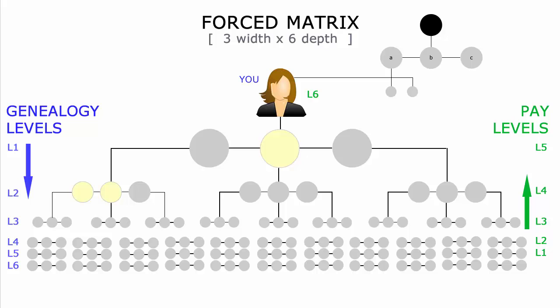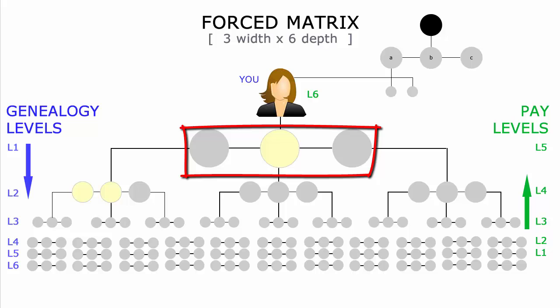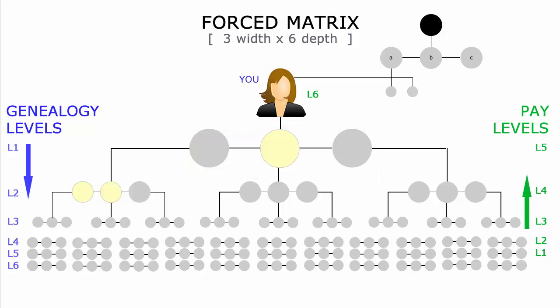The next genealogy type, Force Matrix, works very similar to a Uni-Level. Unlike the Uni-Level, a distributor can only have a certain amount of people on their front line. In this example, we have 3. Once the front line is filled, spillover occurs when you sponsor your 4th person. So let me show you how this works.